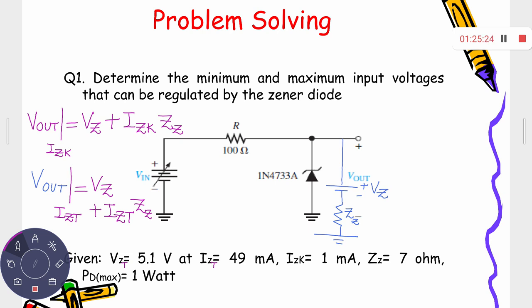Okay. So, VZ, this VZ will be the same, no? This VZ will be the same. So, you have battery, no? You have battery plus some drop across ZZ. Just calculate and tell me what is the V out at IZK.